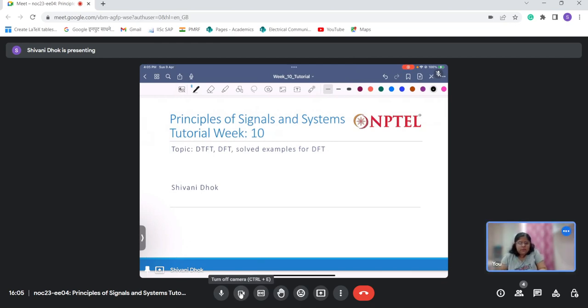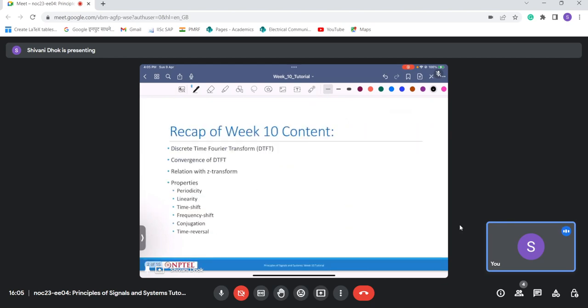So, let's start with today's content. Before going ahead and solving a good number of questions, let us first recap whatever was introduced and discussed so far. In week 9, the Fourier analysis for discrete time signals was started, and in week 10, the major focus was on solving some examples on Fourier series and Fourier transform, and the concepts of discrete time Fourier transform and discrete Fourier transform were both introduced.